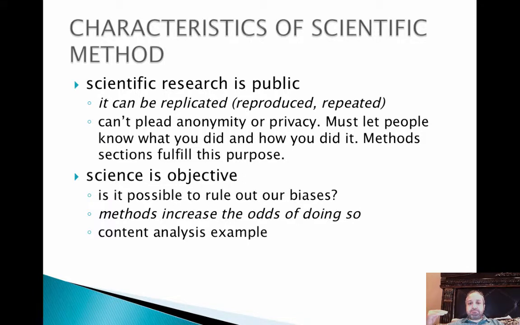Now, is it possible to completely rule out human bias? No. But we can go a long way toward eliminating a lot of biases. And the methods that we use in science increase the odds of us doing so, of us ruling out our personal biases. Content analysis is a really good example.